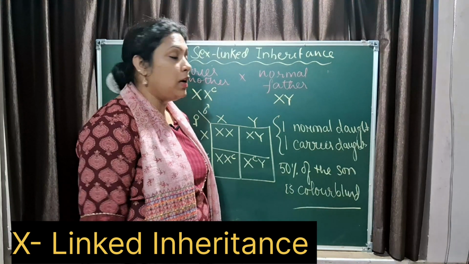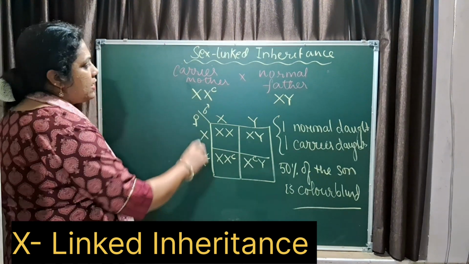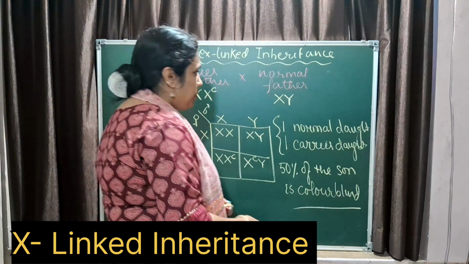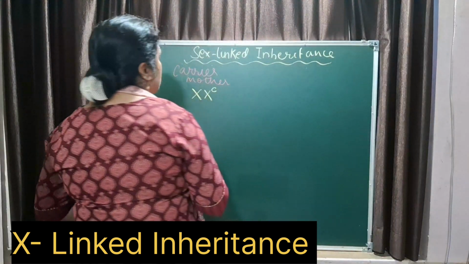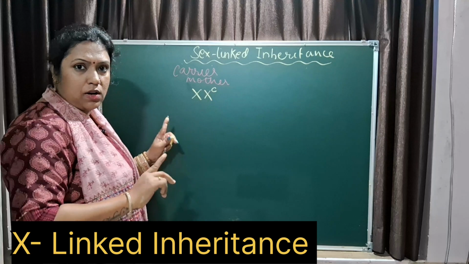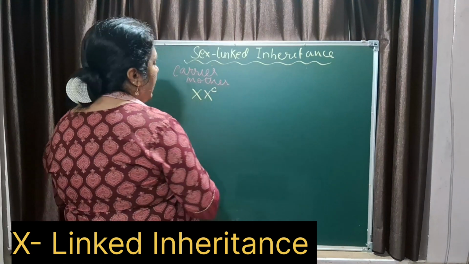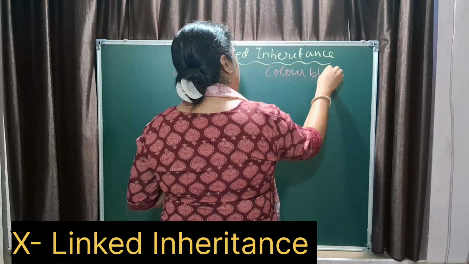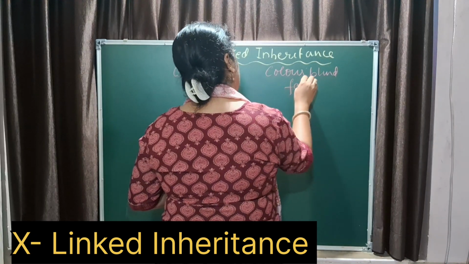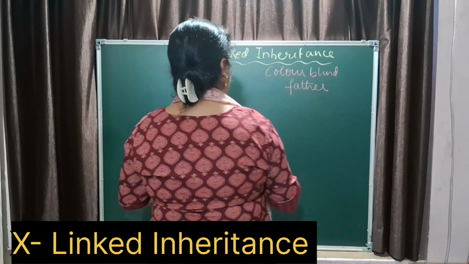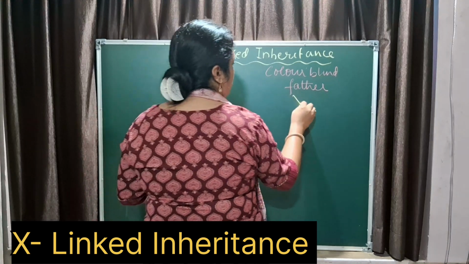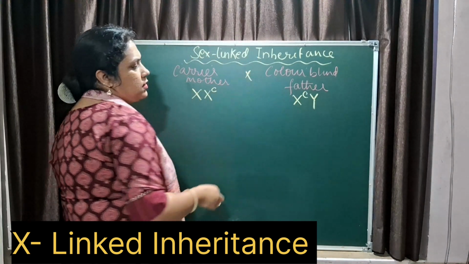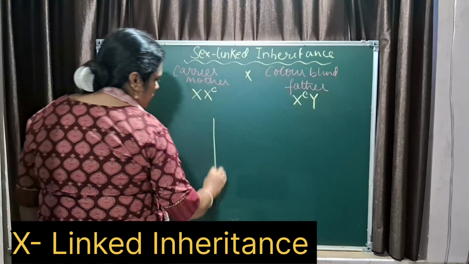Is that clear? So, the next case we will take is a carrier mother and a color blind father. Okay. So, let me rub the board. So, the next case is a carrier mother, I have not rubbed that. So, carrier mother and a color blind father. Okay. So, what is the genotype of a color blind father? XYC. Now, what are the possible combinations?